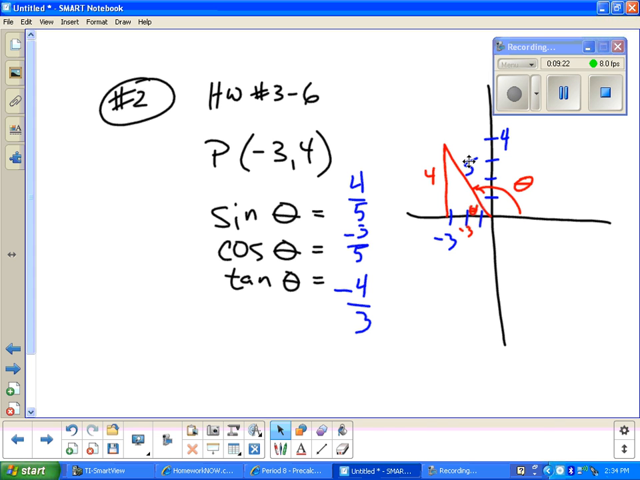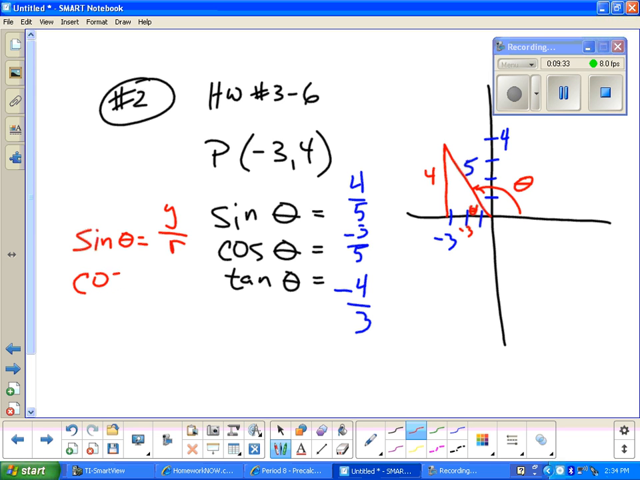Now, as a general rule, remember this. Sine of theta is your y-coordinate over the radius or the hypotenuse. Radius and hypotenuse, same thing. Cosine is your x-coordinate over the radius, and tangent is y divided by x. And the reason I say that is because nothing you have to memorize. The reason I say this is I might give a coordinate that you can't make a triangle out of. So let's take a look at one of those.